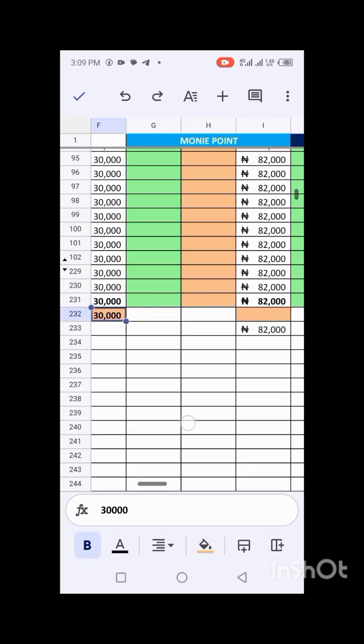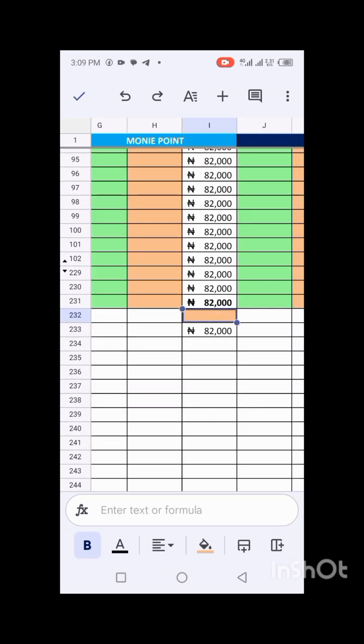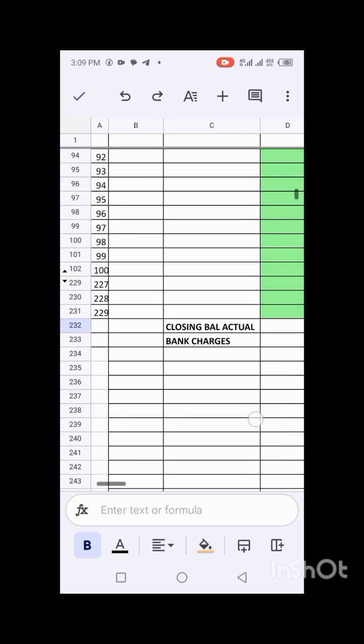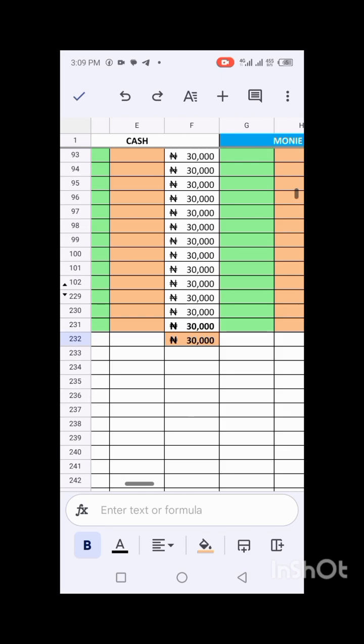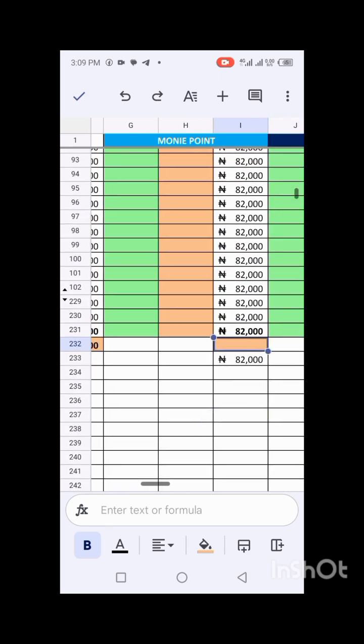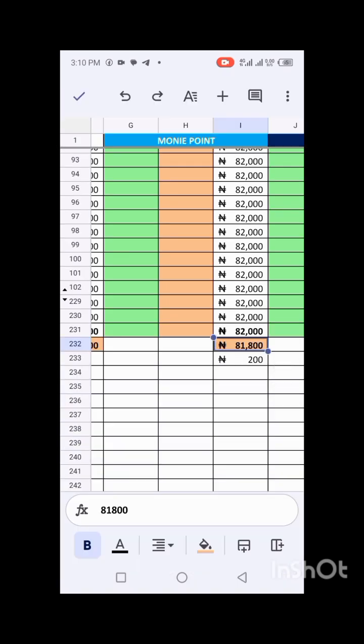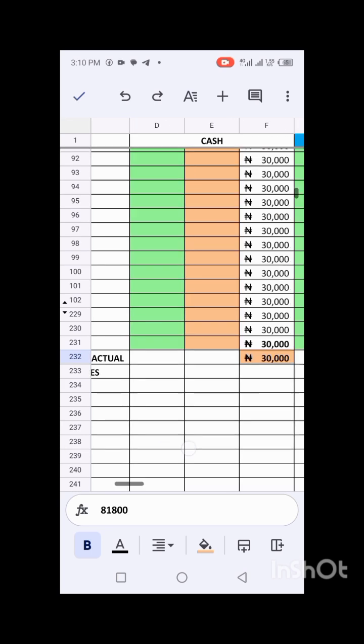Now we come to your money point section. The money point section, your calculated balance, which is showing 82,000 naira, the difference between it and your bank charge will represent your closing balance actual. In other words, the difference between your closing balance actual and your calculated balance will be represented by bank charge. So your POS machine on that day, when you check it, you find out that your balance actual in your POS is reading 81,800 naira. Yes, you enter that. So your bank charge is going to be 200 naira. As you can see, bank charge 200 naira.